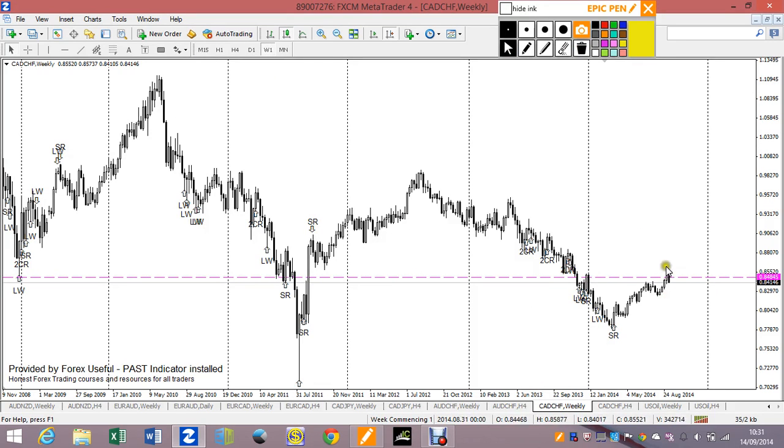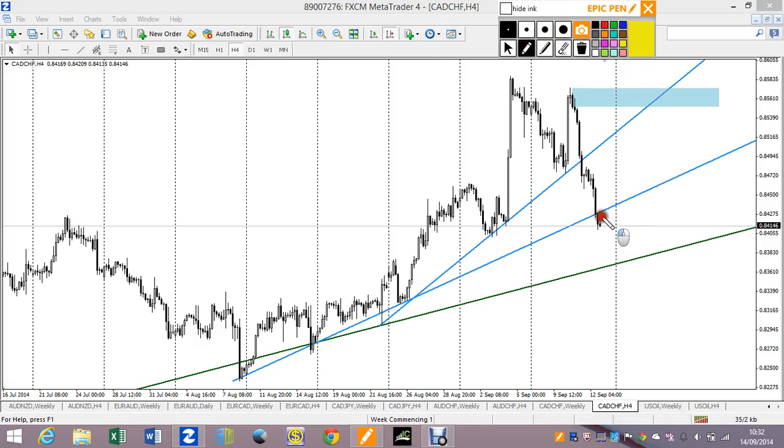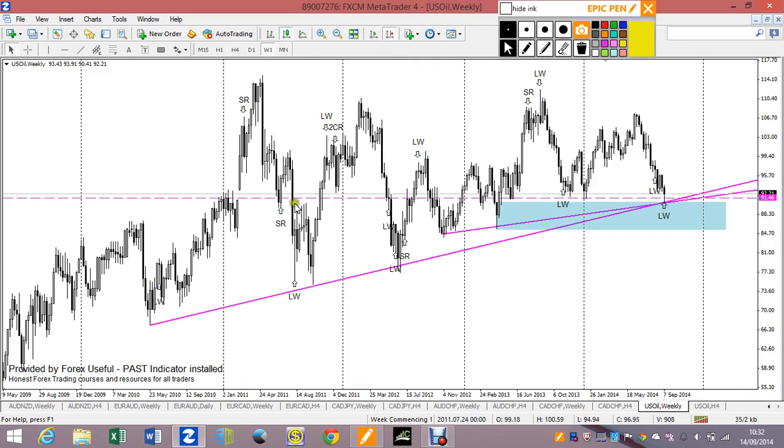CAD Swiss, similar to the Aussie Swiss. There's the weekly chart with resistance up here. On the lower time frame charts, we've got these 4-hour trend lines in blue, and a green daily trend line here. Break of this here, possibly see that continue down there, bounce off the daily, back up there and break. Ideal situation. And finally, US oil.